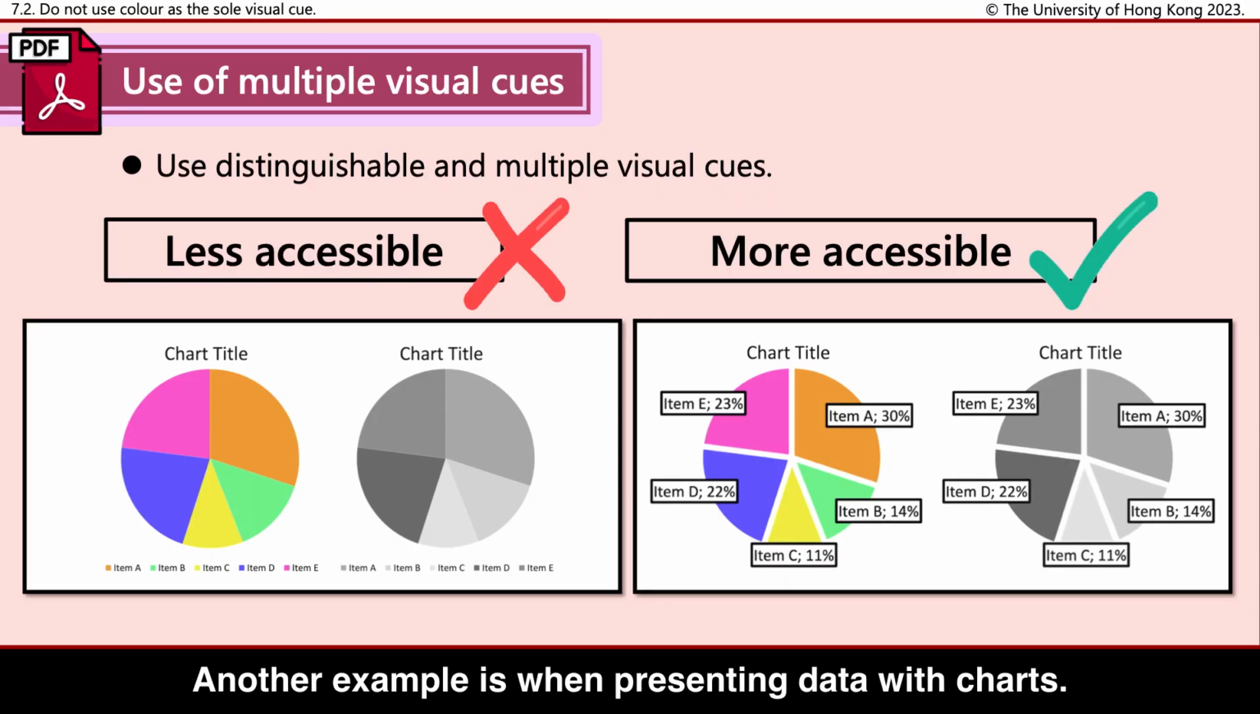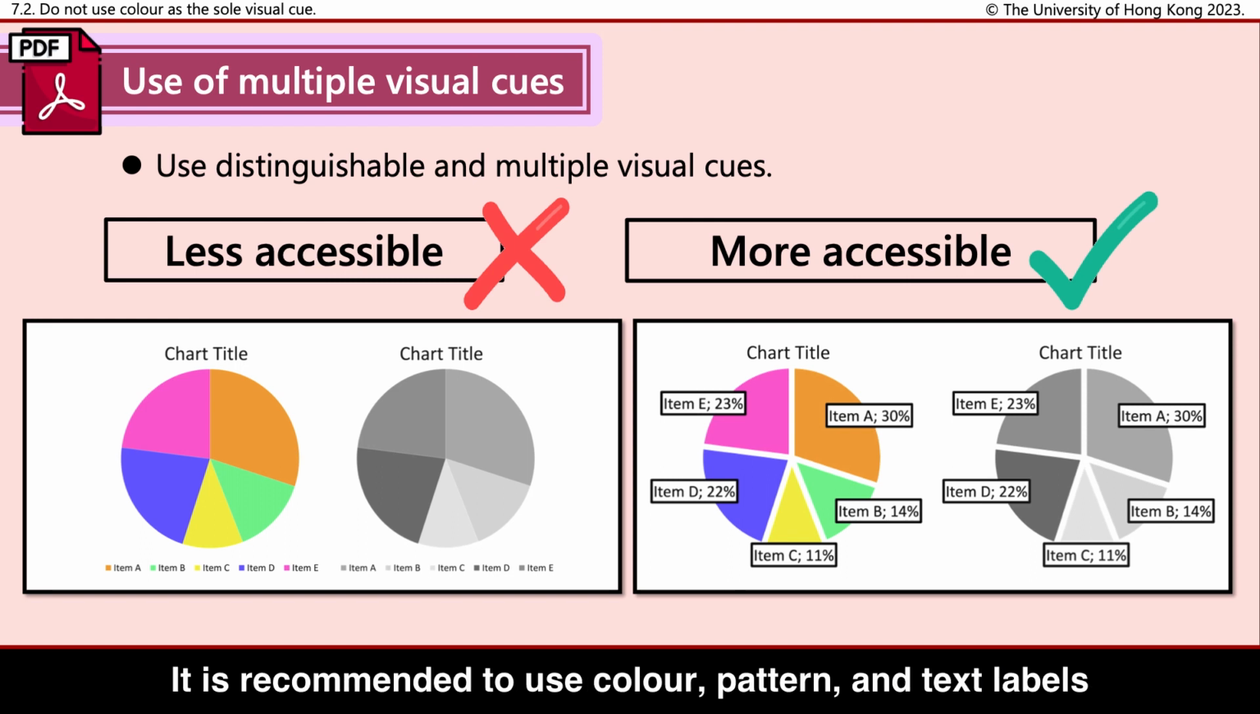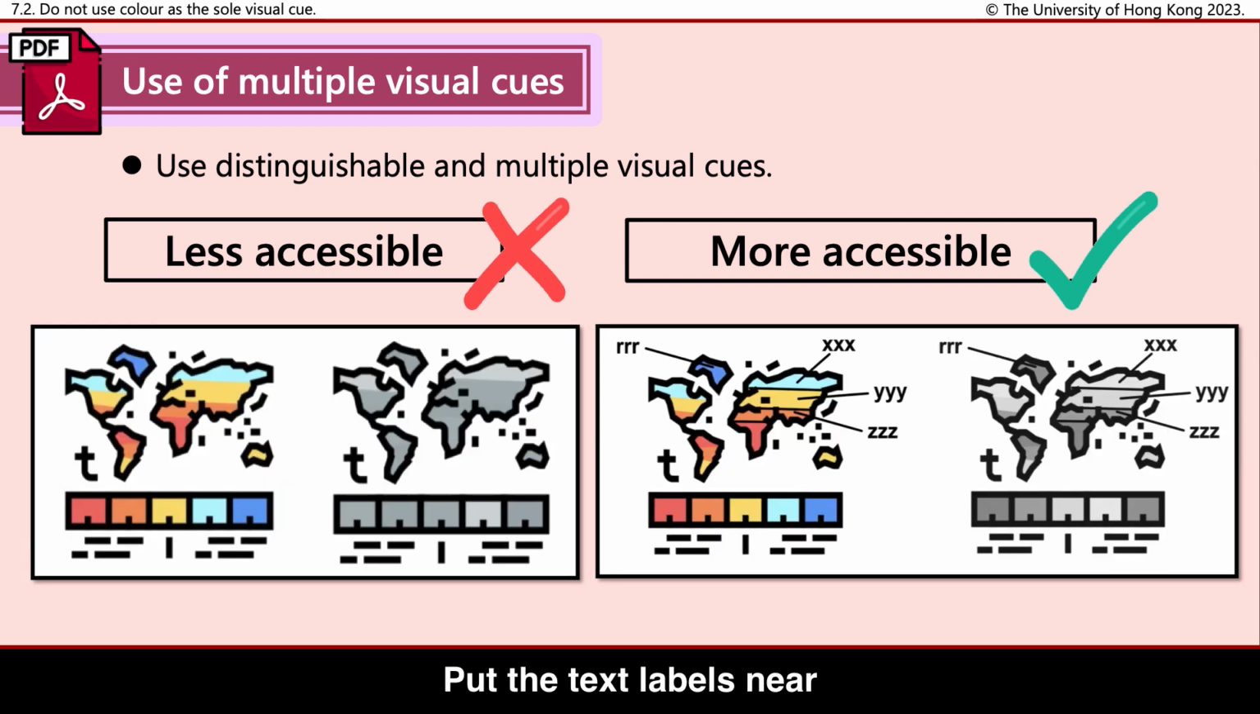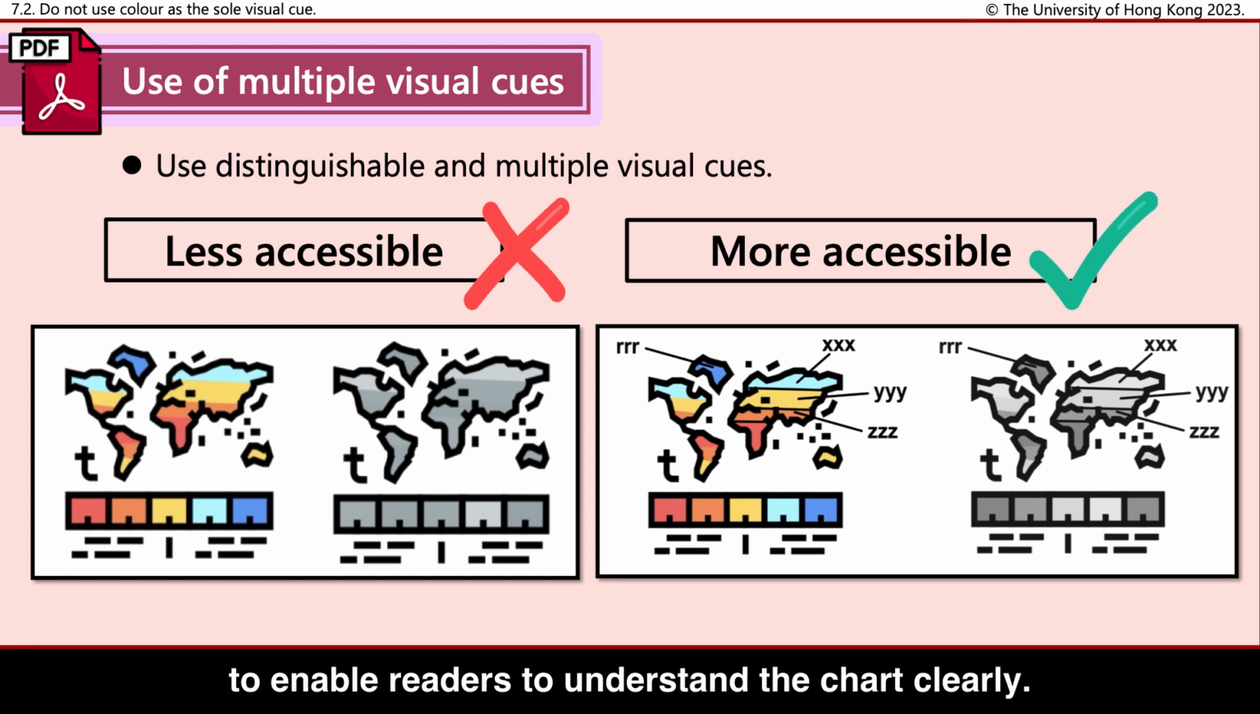Another example is when presenting data with charts. It is recommended to use color, pattern, and text labels to identify each pie section of pie charts. Put the text labels near or directly on the corresponding pie section to enable readers to understand the chart clearly. Do not put all the text labels below the chart.